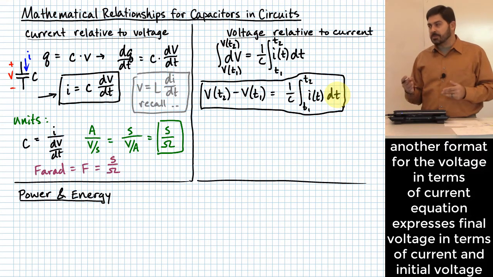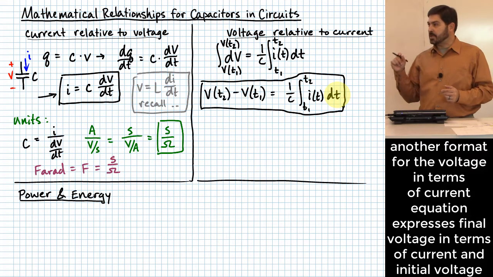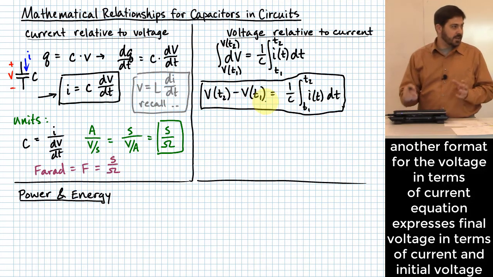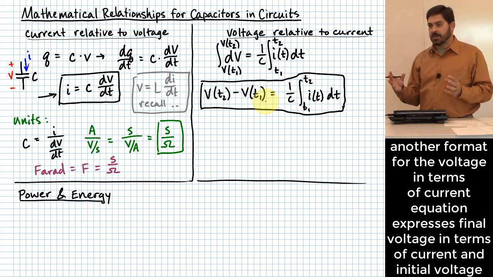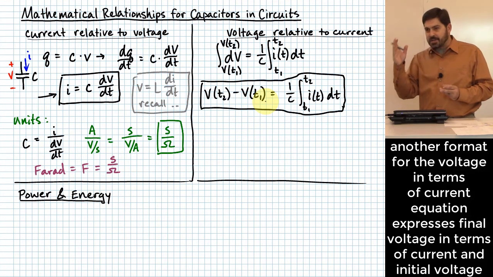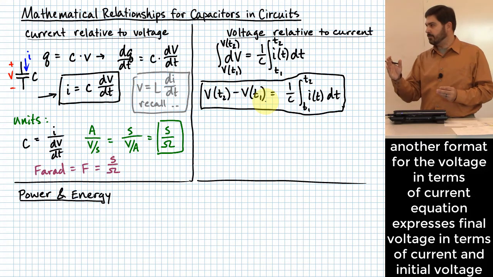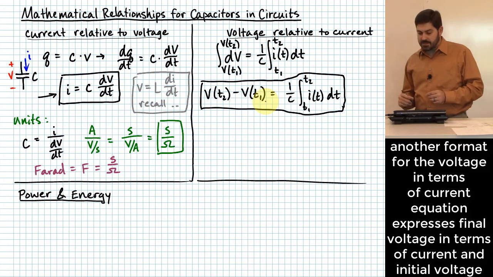But a lot of the problems that you work will be set up so that the initial time that you use, and in this case that would be t1, right? The initial time value that you select, you say, I'm going to count my initial time as time 0. Okay? And if you do that, this equation ends up just a little bit different.